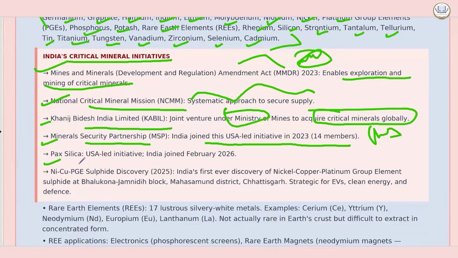Then we have the NICU PGE sulfide discovery, India's first ever discovery of nickel, copper, platinum group element sulfide at Bhalupona, Jamnid block, Mahasamundra district of Chhattisgarh, strategic for EVs, clean energy, and defense.